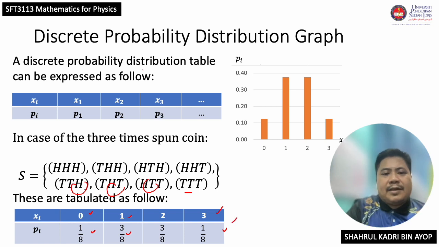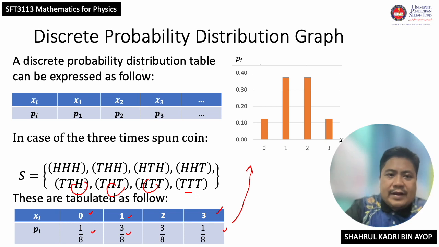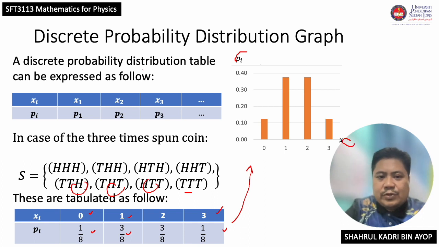From this table, we can make a probability distribution graph, where this is the probability and this is the variable which takes the value of 0, 1, 2, 3. So this graph represents the probability for a particular outcome to occur.